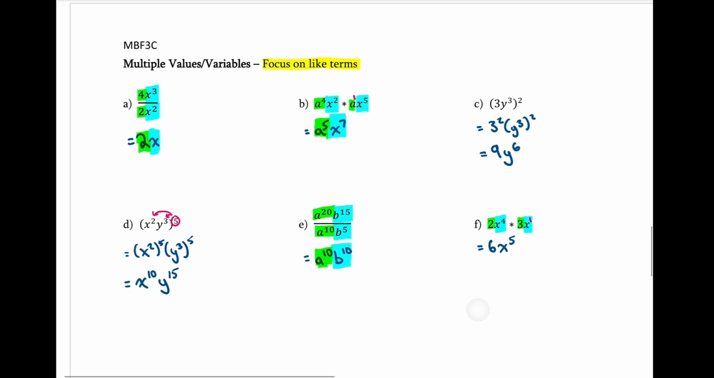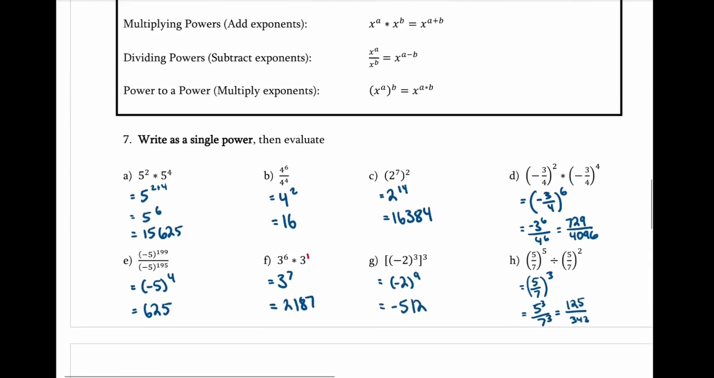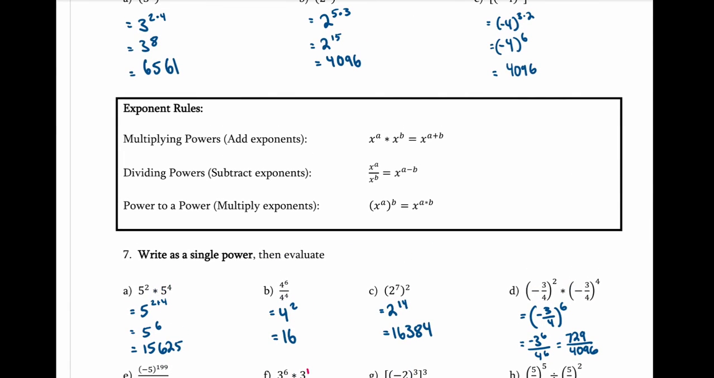So again, the main thing that we should be getting from this, if we go back up, are these three exponent rules. And that's basically just how we can simplify equations or operations when we deal with powers. So just remember, multiply powers, we add the exponents. Divide the powers, we subtract the exponents. And power to a power, we multiply the exponents.